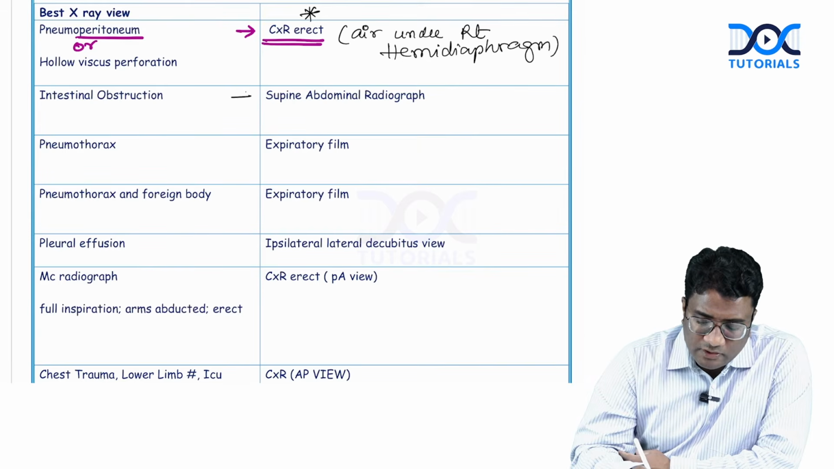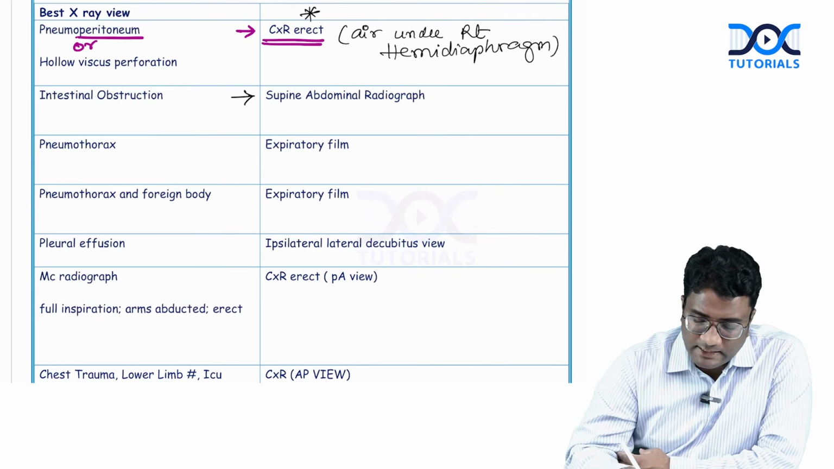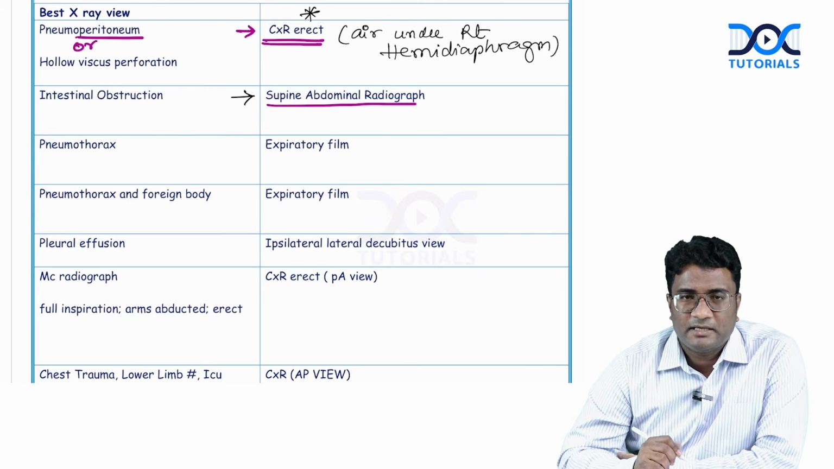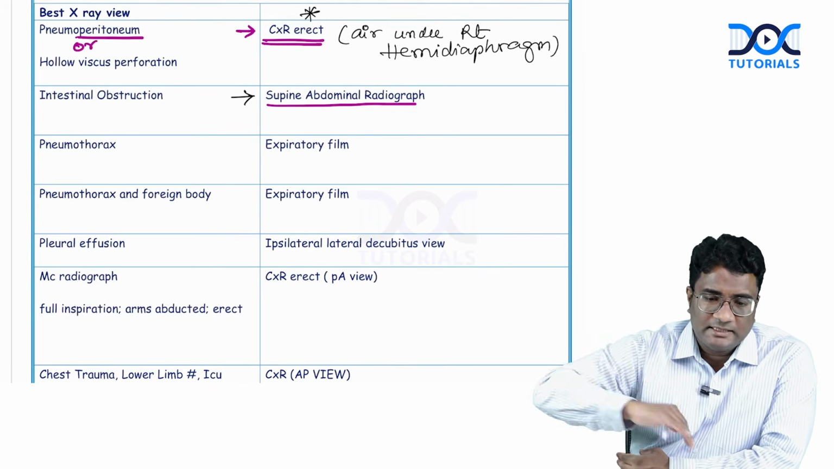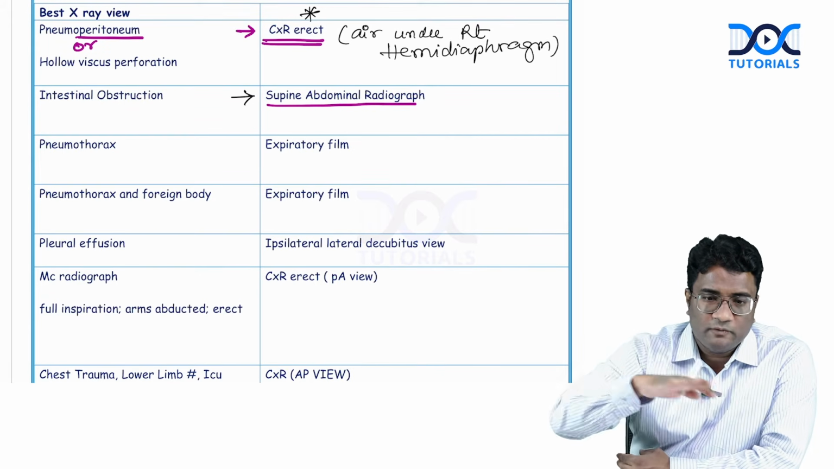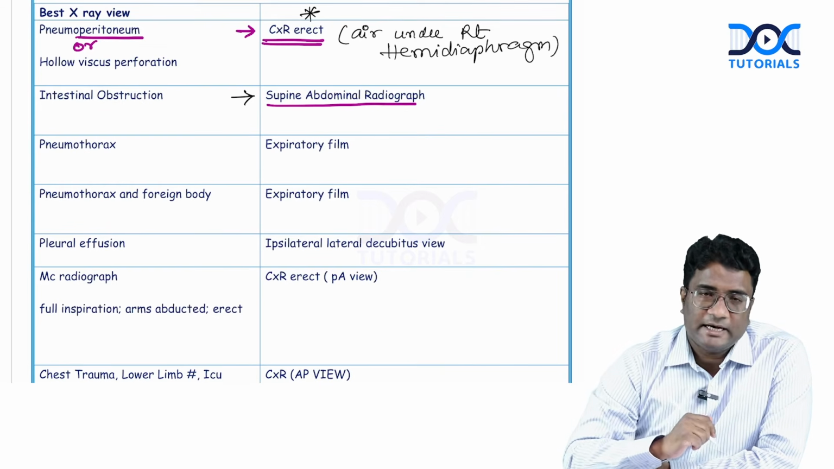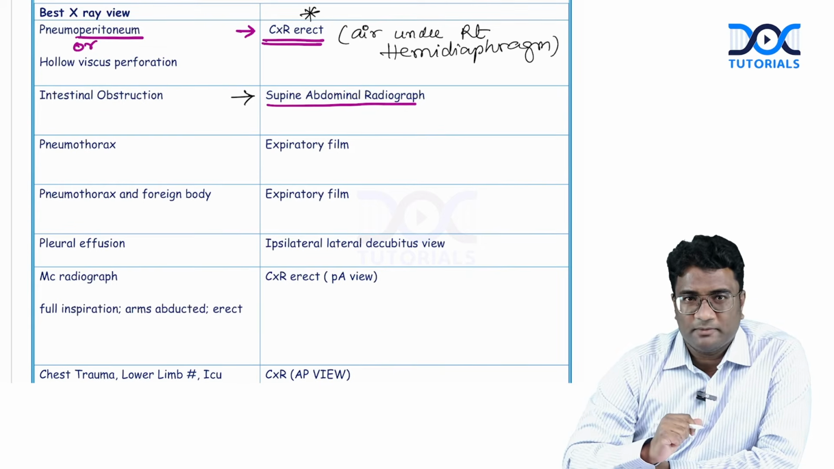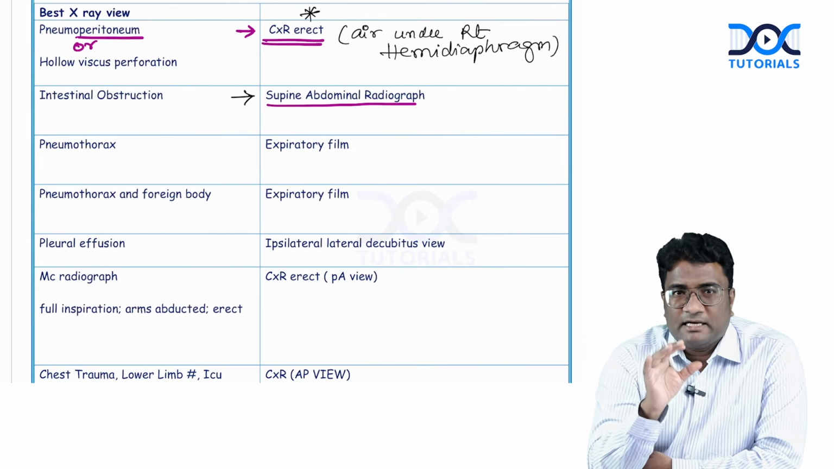Intestinal obstruction, you go for a supine abdominal radiograph. The best X-ray view for intestinal obstruction is the supine abdominal radiograph. So when the patient is lying supine, the bowel loops will be in their respective fossae. The large bowel will be at the periphery, the small bowel will be in the center. You can know whether it is a large bowel obstruction or a small bowel obstruction. So this is intestinal obstruction for supine abdominal radiographs. Remember, there is no role of erect abdomen in intestinal obstruction.